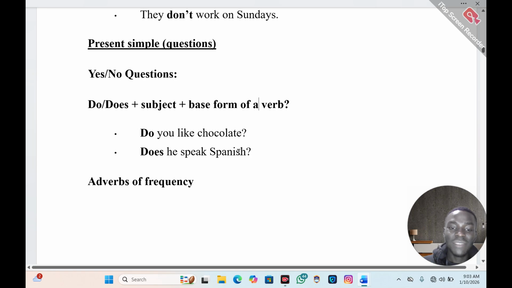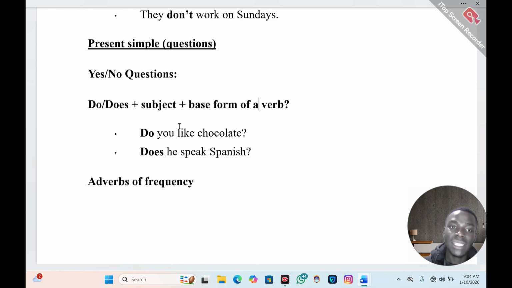Does he speak English? We take does. You remember on he, she, and it we use does. Then on I, you, we, they we use do. Do you like chocolate? Does he speak Spanish? Good. This is how simply we form the questions in the simple present tense.